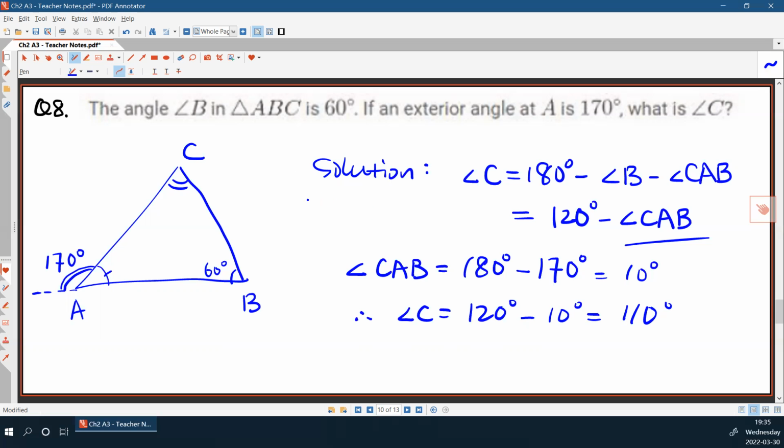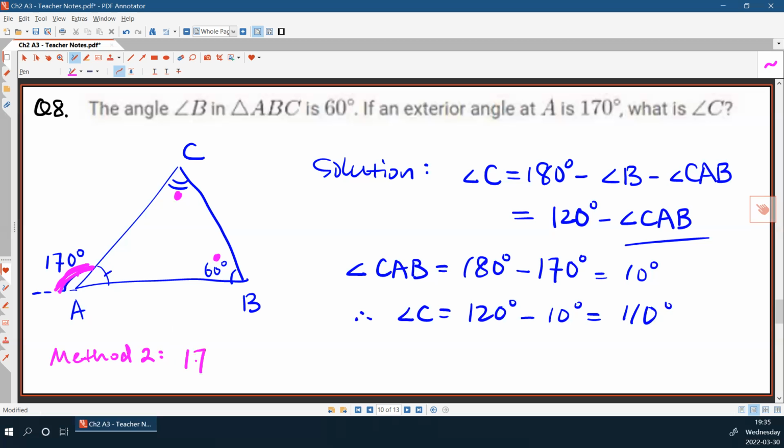And of course, there is an easier way to find angle C, right? Remember that according to the theorem we have learned, this is the exterior angle of triangle ABC. Any exterior angle is the sum of the two remote interior angles. So method 2 is much easier. So let's see method 2.